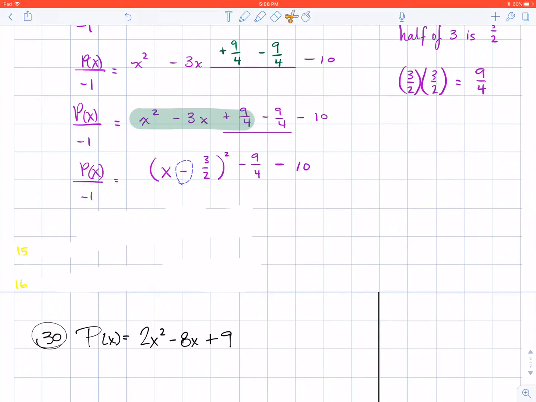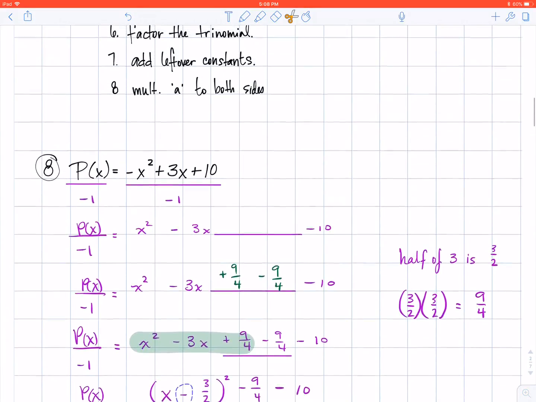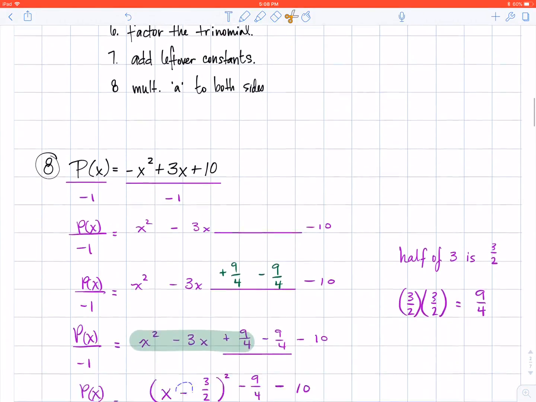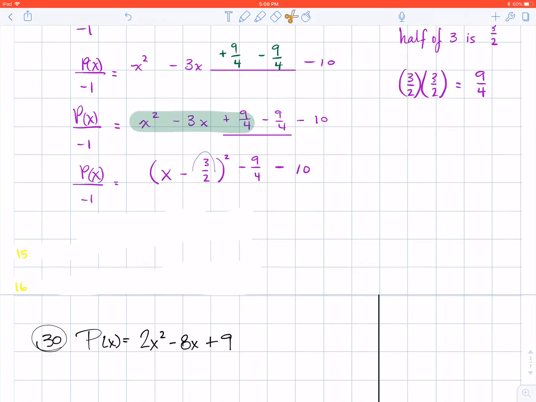And the third thing is that, remember how back in step number 3, we used half of the B term? This number right here is always going to be half of the B term. So what you have here is that these 3 terms became this factor squared, and that's the shortcut for doing that. The rest of it is just copied. The negative 9/4 and the negative 10, that's just simply copied.